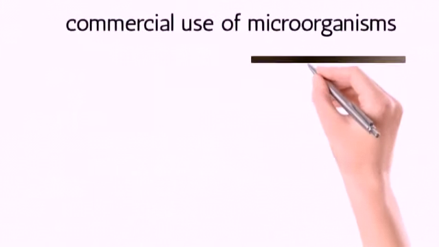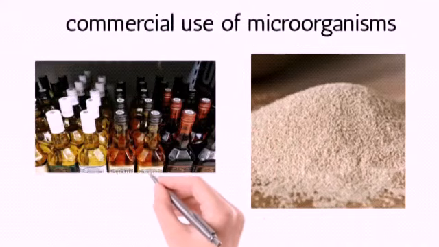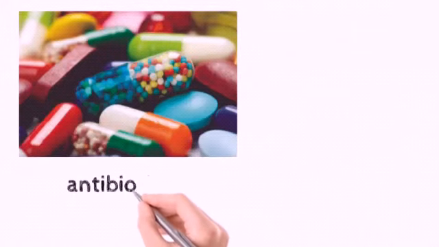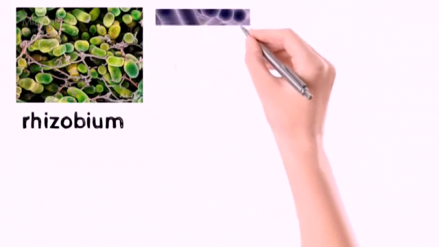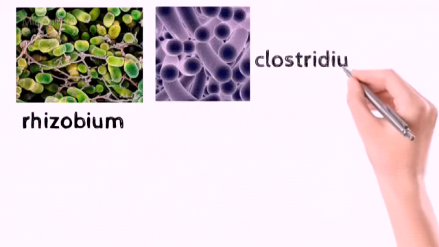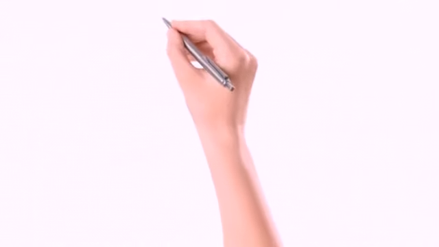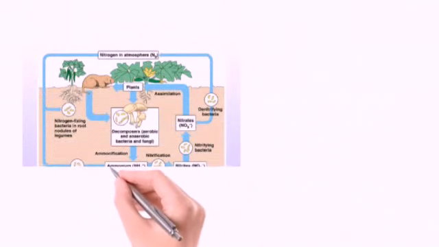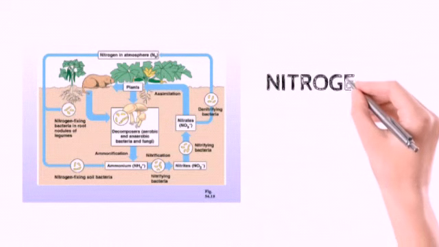Microorganisms are useful in the commercial field. For instance, yeast is used in the distillery industry for large-scale production of alcohol. Some bacteria are helpful in the production of antibiotics and vaccines. Some blue-green algae and bacteria increase soil fertility by the atmospheric nitrogen fixation process. Nitrogen fixation is the biological process in which atmospheric nitrogen is converted into ammonia with the help of bacteria.